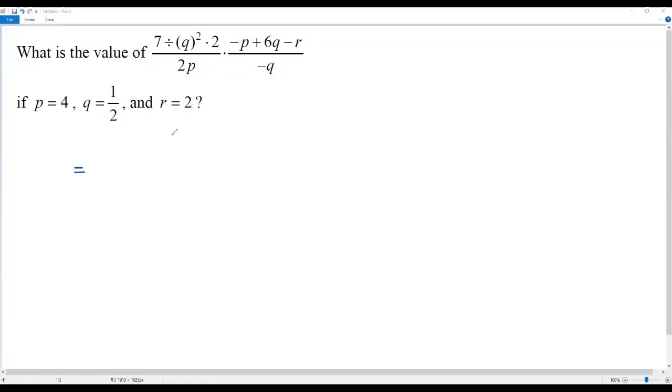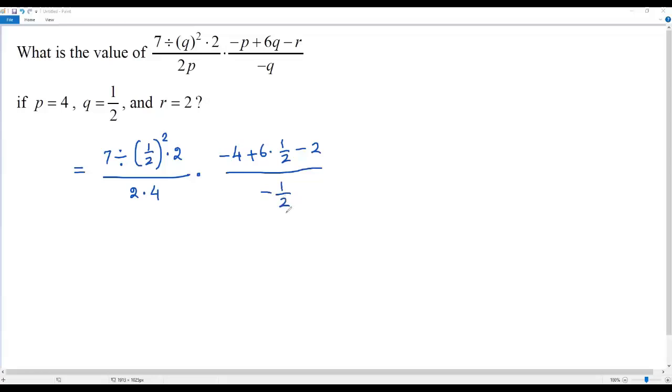So let me take the expression over here: 7 divided by Q square. The value of Q is 1 over 2, the whole square, times 2 over 2 times P. So P is 4, times negative P, that is negative 4, positive 6 times the value of Q, which is 1 over 2, negative, the value of R is 2, over negative Q, so negative, the value of Q is 1 over 2.